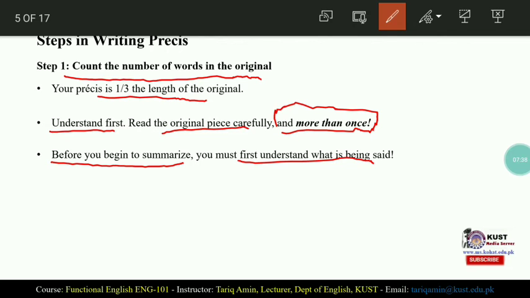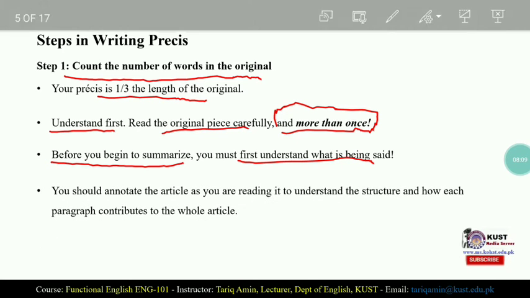In order to summarize a text, it is necessary for you to understand what is there in the original piece of writing. If you don't understand what is being said in it, how would you be able to summarize it? You cannot summarize a text until and unless you know and understand what is being said in the text. So first of all, you need to understand all the text.